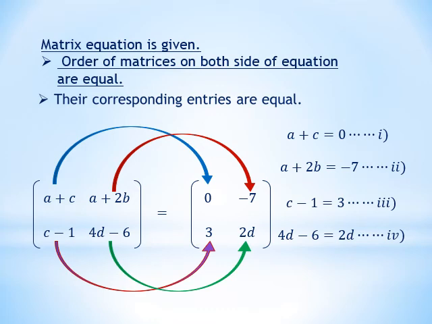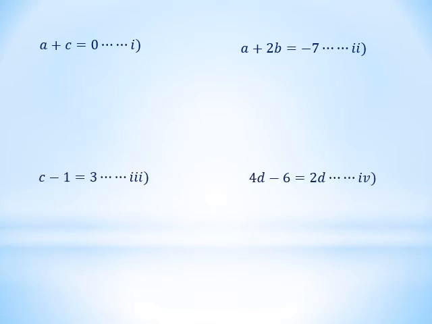Now with the help of the second condition, we have 4 equations. By solving these 4 equations, we can find the unknowns that are A, B, C and D. We have 4 equations and these 4 equations are the corresponding entries of equal matrices. Observe equation number 3. It has only one unknown, that is C. So by solving C minus 1 equal to 3, we can get very easily the value of C, that is the unknown.